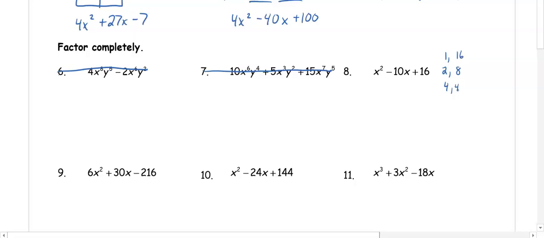If we are multiplying to a positive, but adding to a negative, both numbers need the negative signs. So the combo that adds to negative 10 is negative 2 and negative 8. So we have x minus 2 and x minus 8.